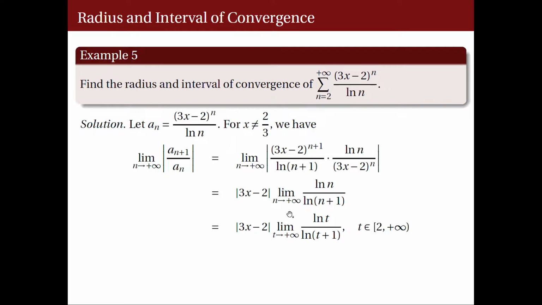Notice that this limit is indeterminate of the form infinity over infinity. Hence, we can use L'Hopital's rule to simplify this expression. Therefore, the limit is equal to the absolute value of 3x minus 2 times the limit of (t plus 1) over t as t approaches positive infinity. Notice that this limit is equal to 1, and therefore, the whole limit is equal to the absolute value of 3x minus 2.